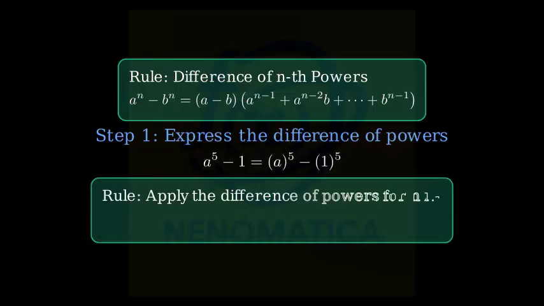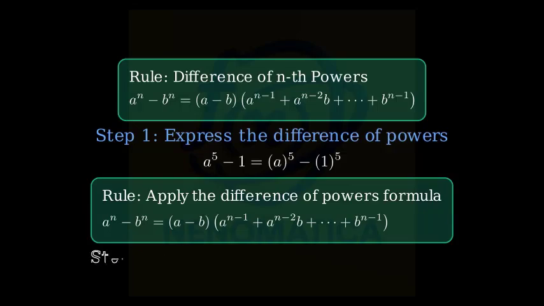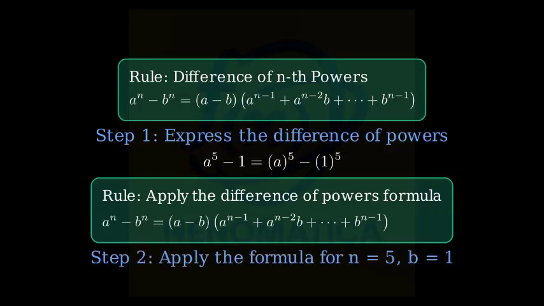Step 2. Apply the formula with n equal 5 and b equal 1. Using the rule, a to the fifth minus 1 equals (a minus 1) times (a to the fourth plus a cubed times 1 plus a squared times 1 squared plus a times 1 cubed plus 1 to the fourth).